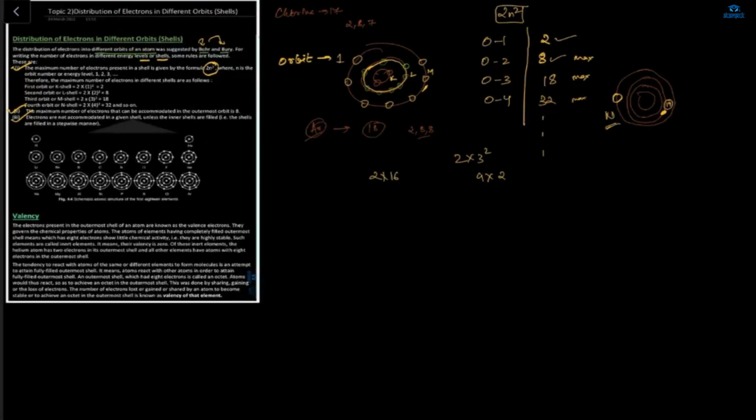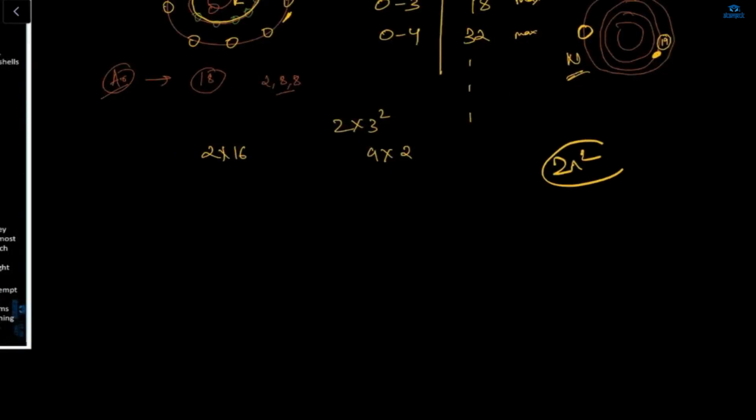Okay, easy. The only formula is 2n square. If any orbit is given, let's say 6, then what you have to do is simply 6 times 6 is 36, 36 times 2. Total this much electrons will be there.